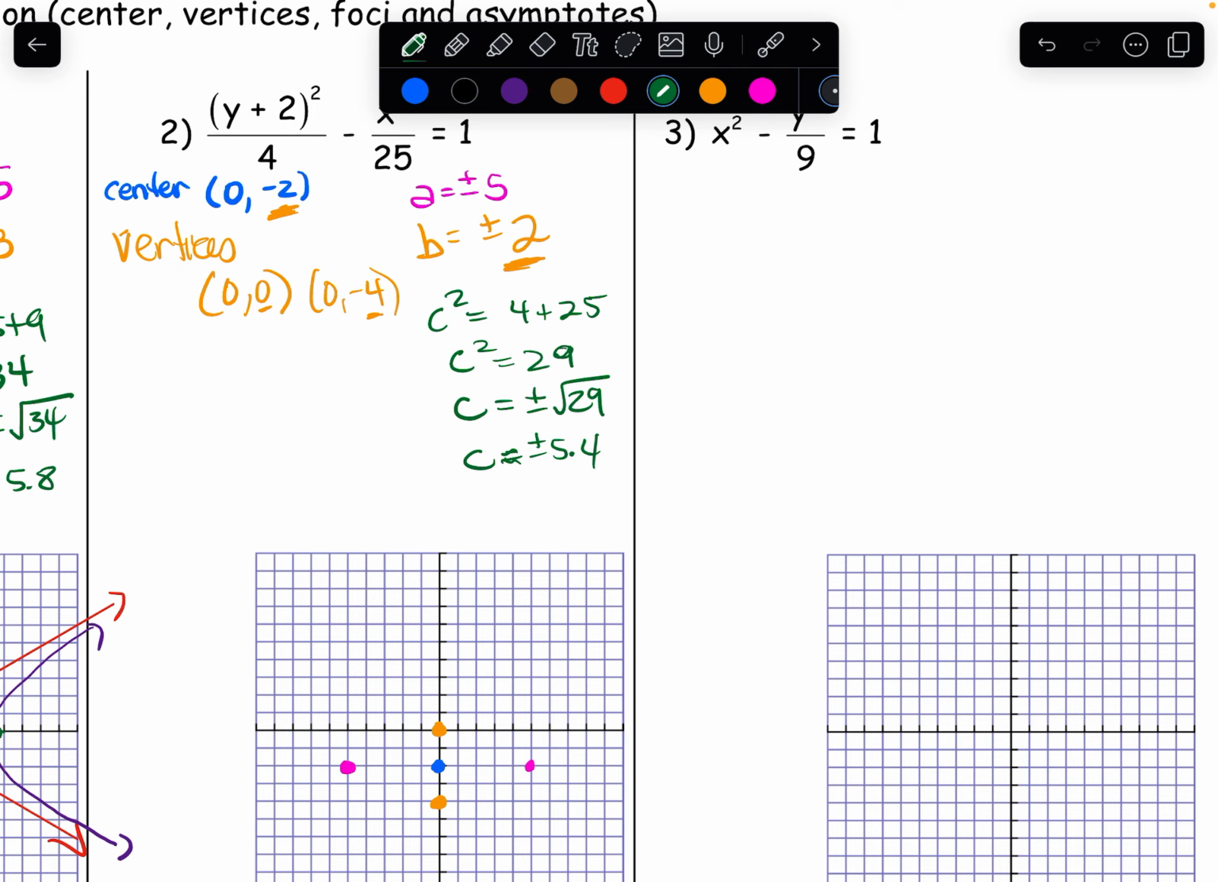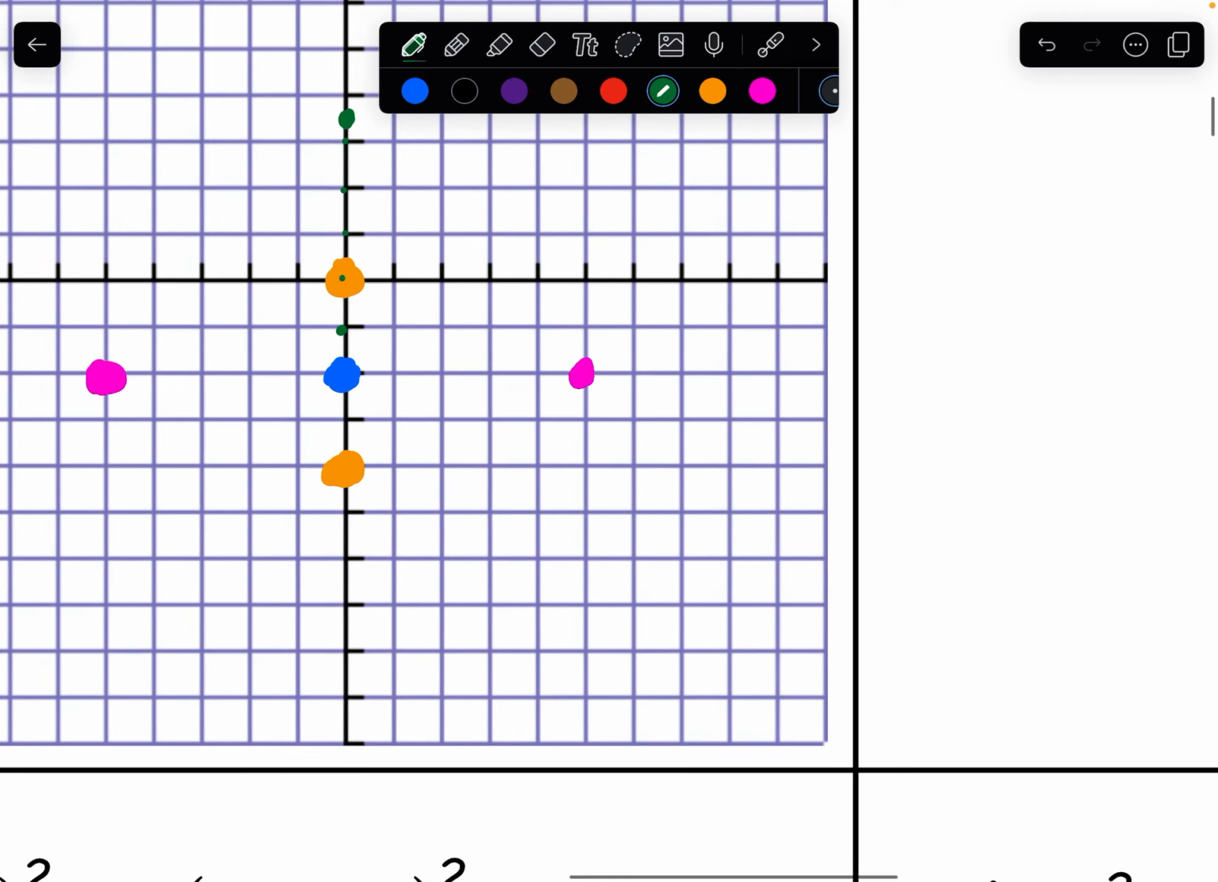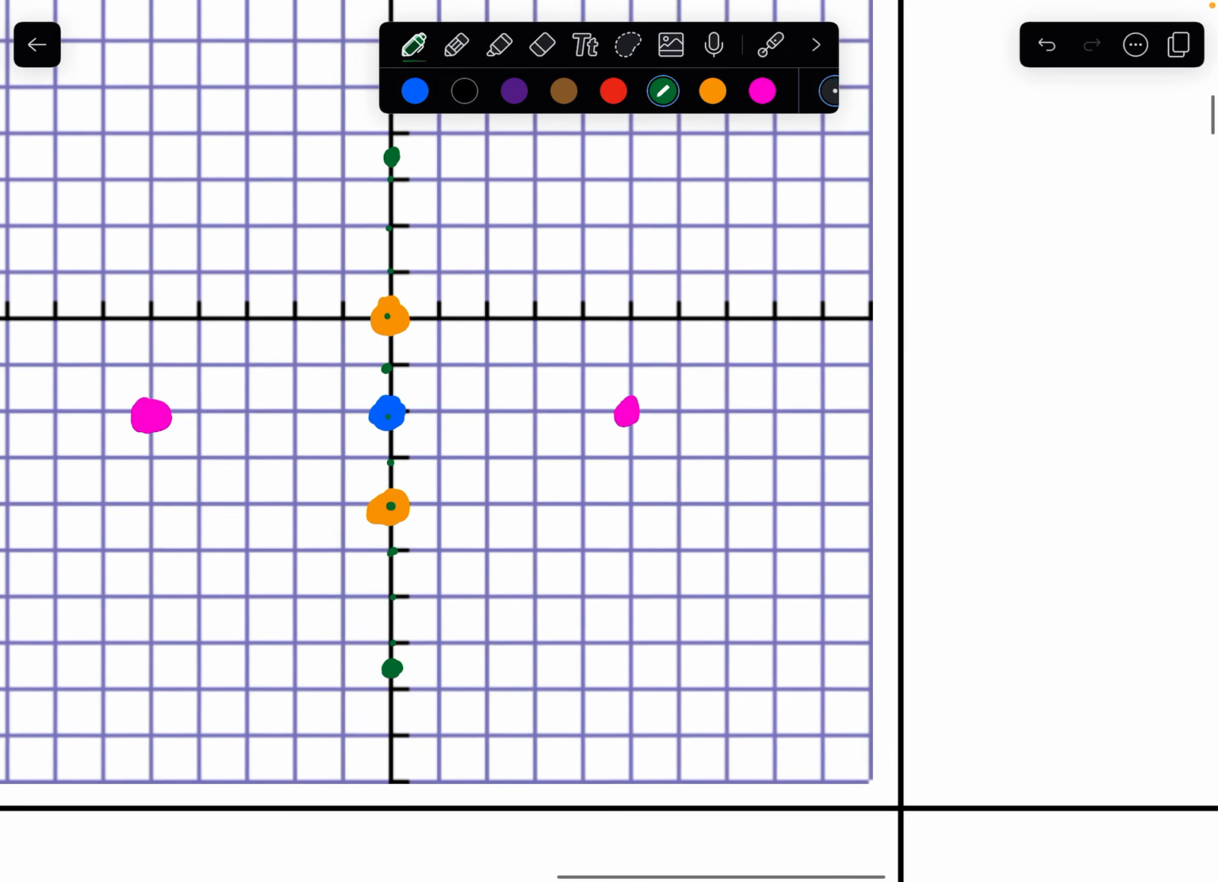So again, we would be changing the y value for this, so I would take the -2 and I would add 5.4 to it and take the -2 and subtract 5.4. Or also you can count 5.4. And remember, it's going on the y-axis or up and down because the y came first. So 1, 2, 3, 4, 5, and then about here. Then I come over here and I go from the middle, 1, 2, 3, 4, 5, and a little bit more. So those are my foci.